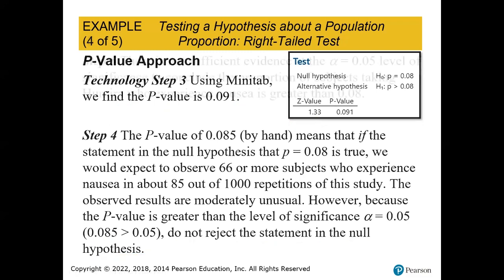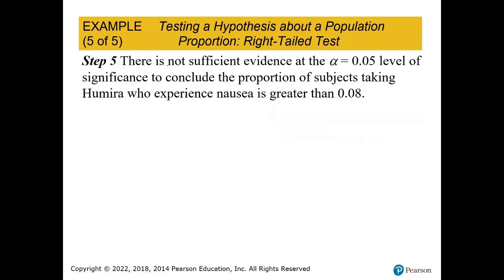If we do not reject the null, then we say there is not enough evidence at our level of significance, 0.05, to conclude the proportion of subjects taking Humira who experience nausea is in fact greater than 0.08. Every single time we do this, we're going to follow the same exact process.